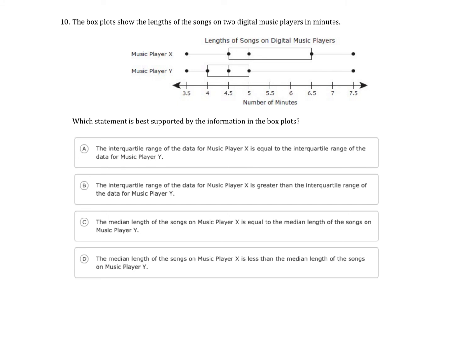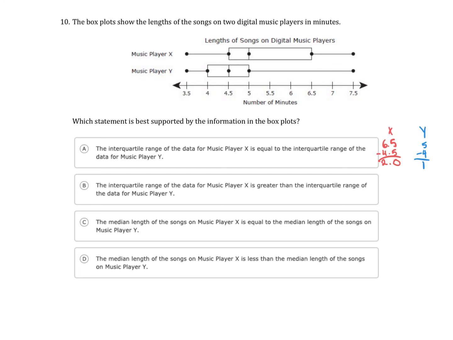I'm going to do X's in red. So that, again, is Q3, the top of the box, minus the bottom of the box, Q1. So that is going to be 6.5 minus 4.5 to get, this is for X, and that gives us 2. Now for Y, we're going to do 5 minus 4, which gives us 1.